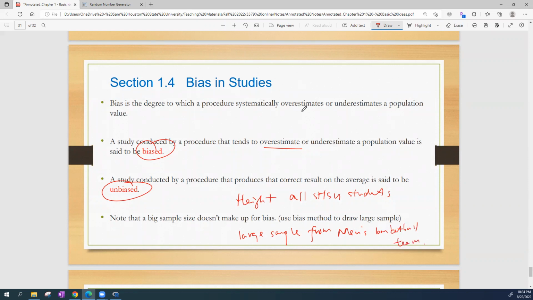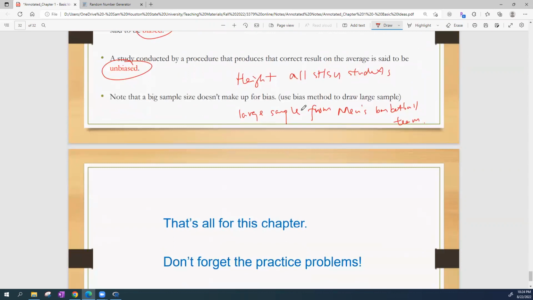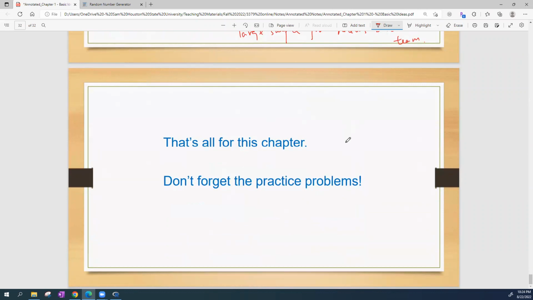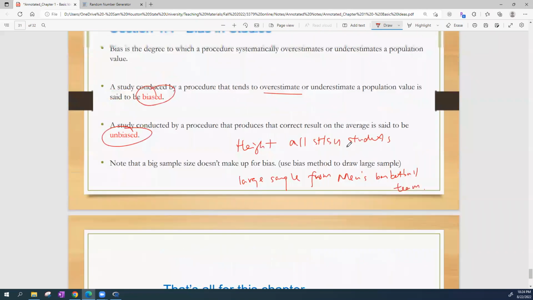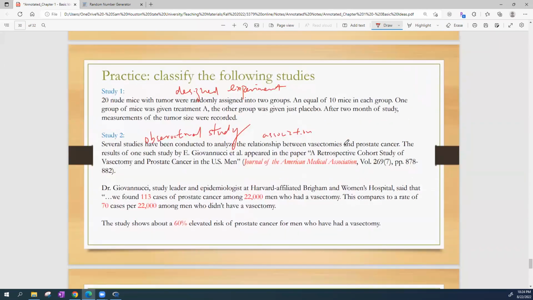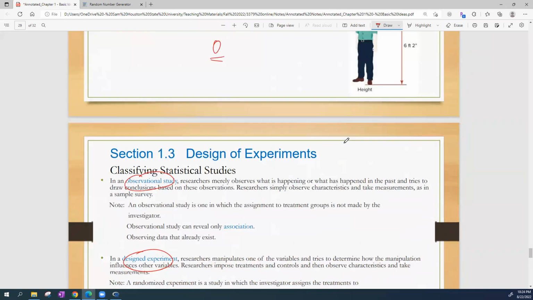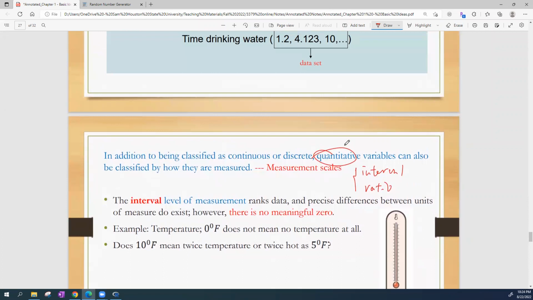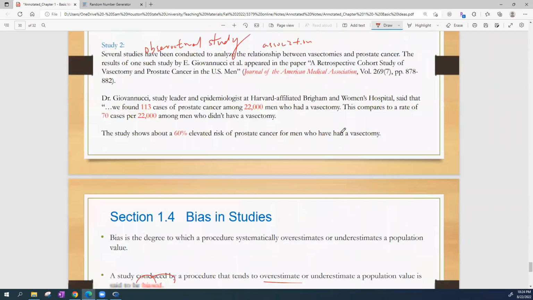Okay, that's all for this chapter. And don't forget the practice problems. You can first finish the practice problems yourself, and then look at the solutions posted on Blackboard. All right, thanks for watching.